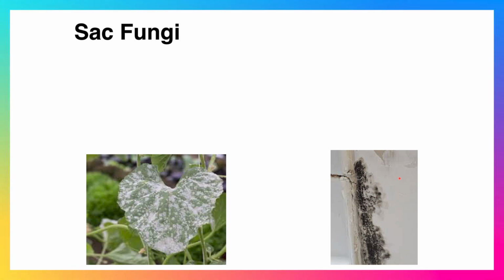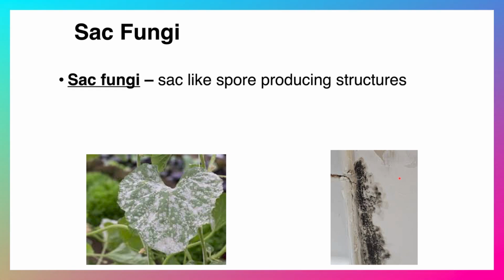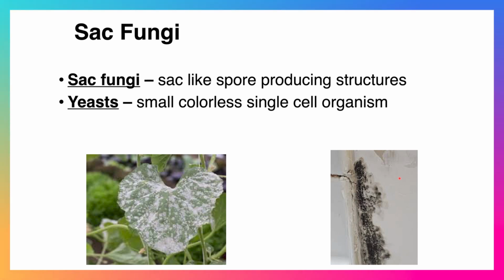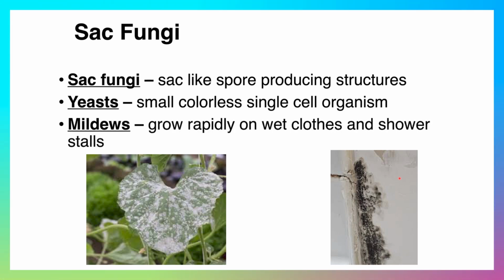There are also a group of fungi known as sac fungus, and they get that name because their spore-producing structure is a sac. Yeast, we've all heard of yeast because we put them in our bread dough to make it rise. These are small, colorless, single-cell organisms. A mildew is something that grows rapidly on wet clothes and in shower stalls. This is an example over here of mildew in a shower stall. Generally, they look black. And here's an example of sac fungus growing on the top of this plant leaf.